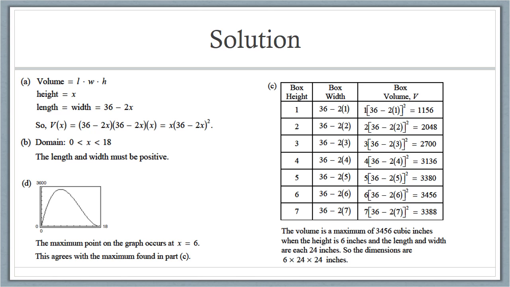And then for part D, go back over to the left, and you see the graph. And the maximum point on the graph does occur at x equals 6, and this agrees with what we found in part C.